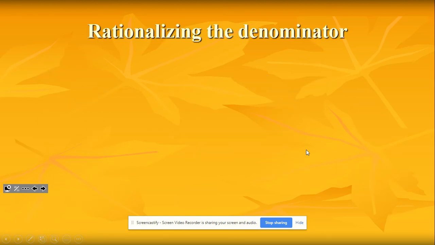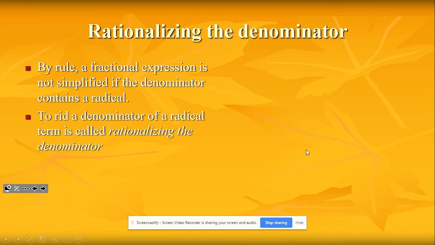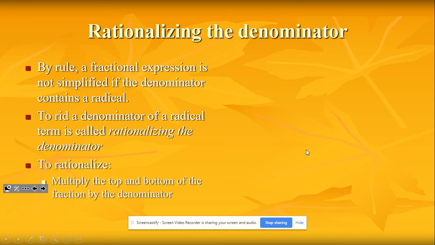Lastly, let's talk about rationalizing the denominator. By rule, a fractional expression is not simplified if the denominator has a radical. To rid a denominator of the radical term is called rationalizing the denominator. To rationalize, simply just multiply the top and the bottom of your fraction by the denominator.